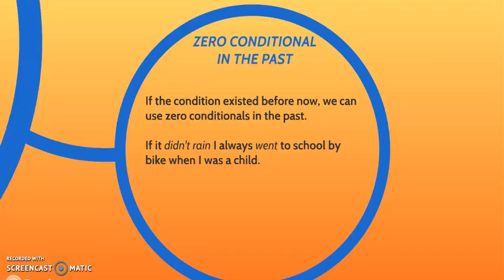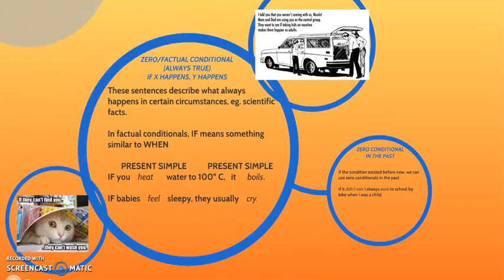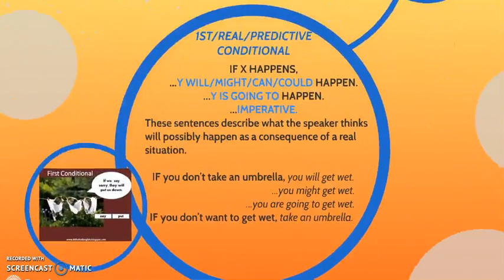Okay, mind you that if we're speaking about facts in the past, it only makes sense not to use present tense but past tense, because the action is over. Take a look at the example. If it didn't rain, I always went to school by bike when I was a child. Well, the period when I was a child is over, so it doesn't make sense to use the present tense, does it? So we would use the past simple. Okay, that's all about those.